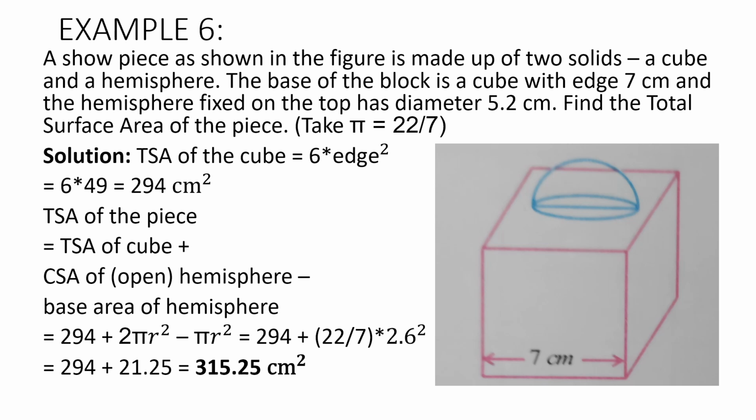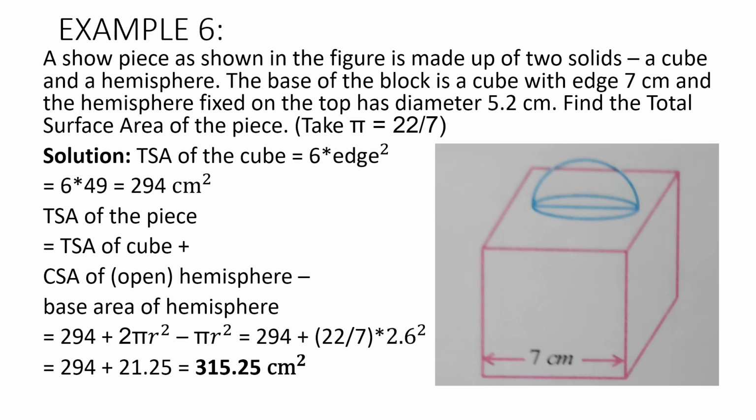Now this is important. The total surface area of the whole piece would be total surface area of the cube, the whole closed cube we have considered, plus the curved surface area of the open hemisphere because we are fixing it on it, minus the base area of the hemisphere. Why? Because that much area from the cube is cut out to fix the hemisphere.